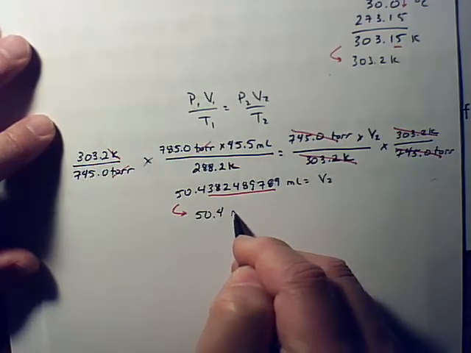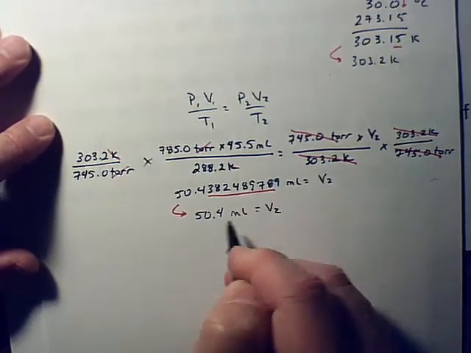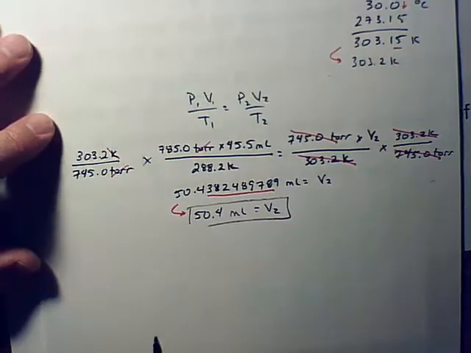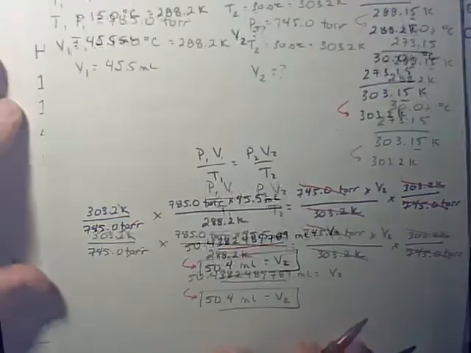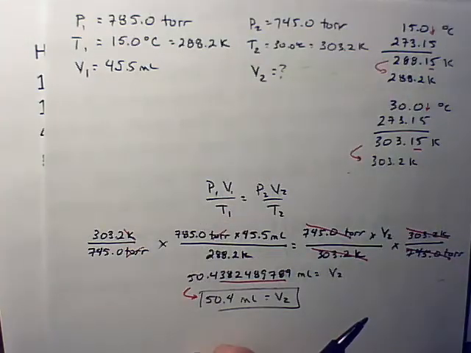50.4 milliliters equals V2. Does that make sense? The only thing really new here is listing your knowns and unknowns and finding the right equation. After that, it's the same algebra and stuff you already know.